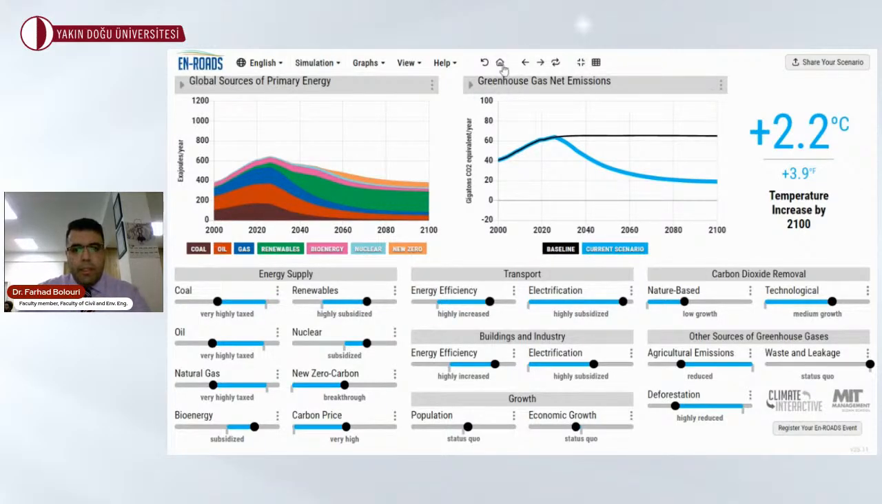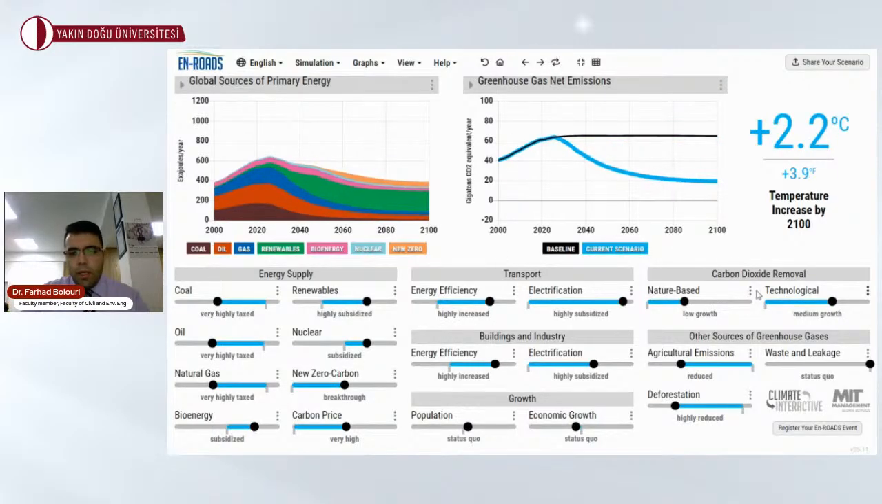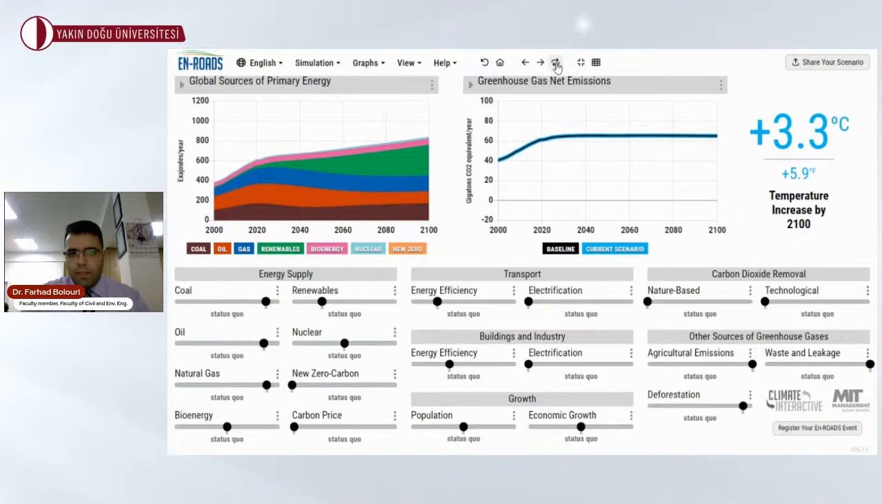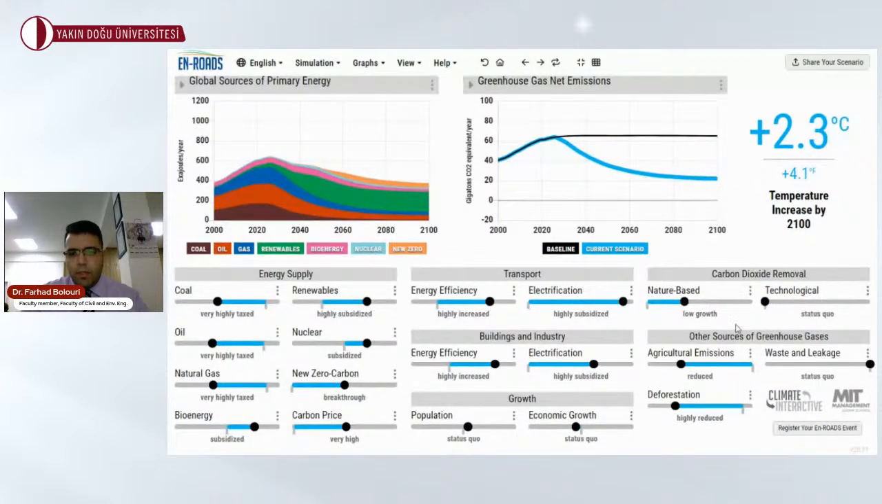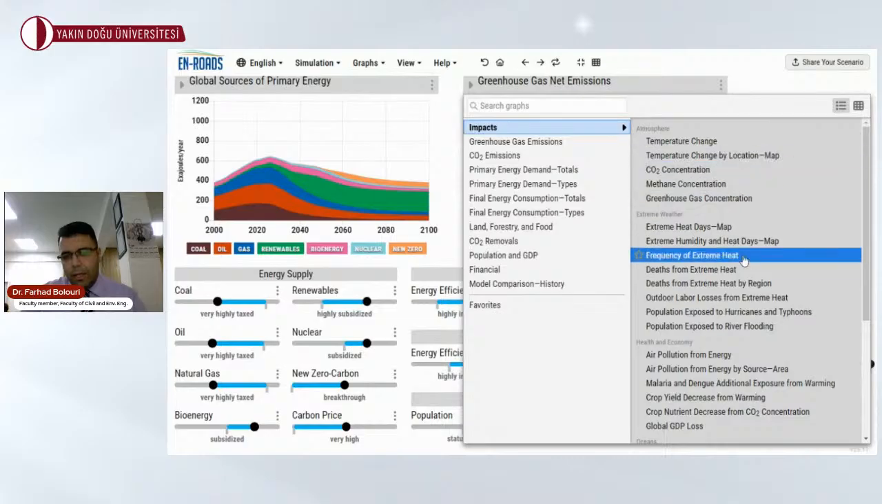Now I am resetting everything, and I come to the main one. Yes, I want to show another thing. Imagine that we did these things from the first until the end. But what we have here, for example in impacts, are so many good relations and information that you can use.